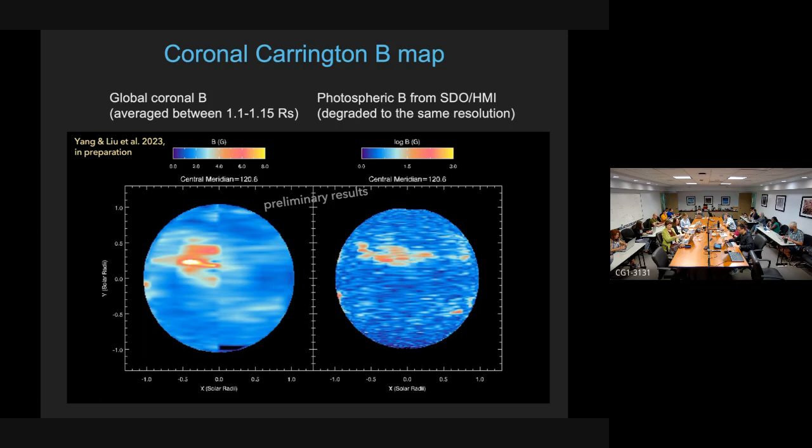Gotcha. So I think there may be some problem with tomography for this kind of coronal magnetic field using the wave observations. There are challenges there, but we did have some results.